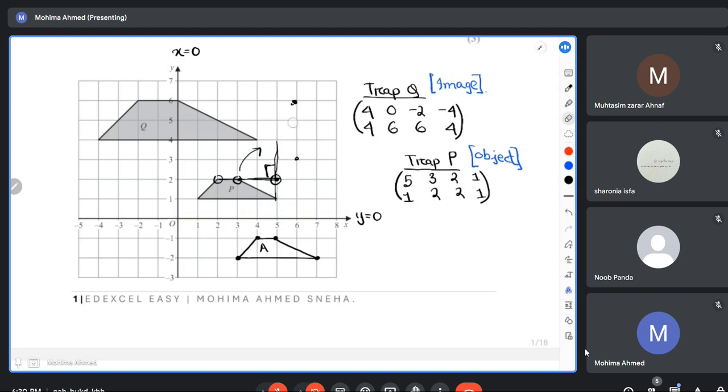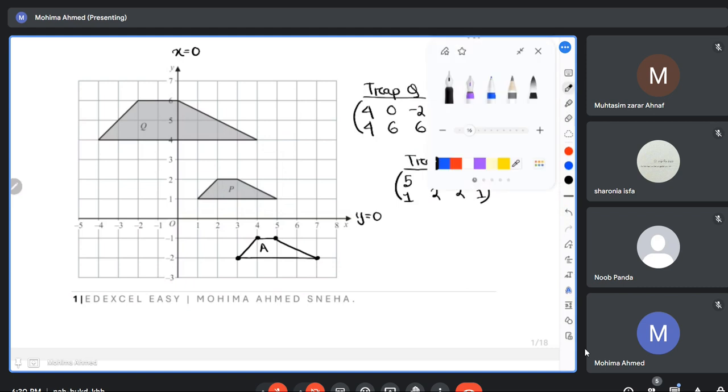So I'll explain the other procedure. This one was, I know, quite confusing. I'll explain the other procedure. One minute.